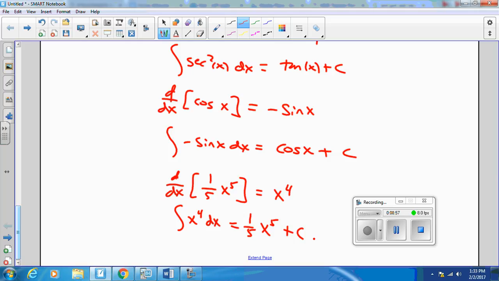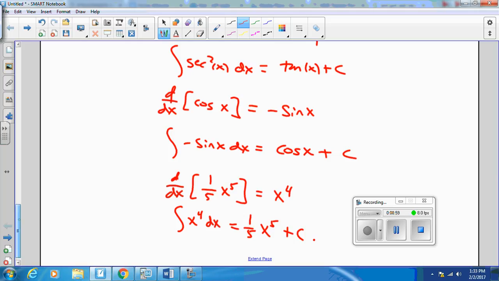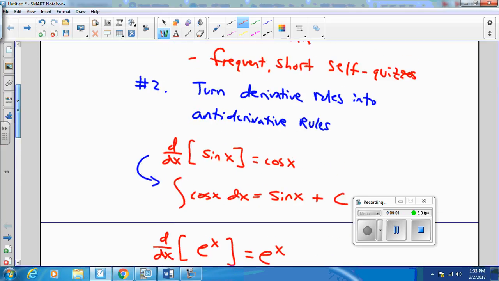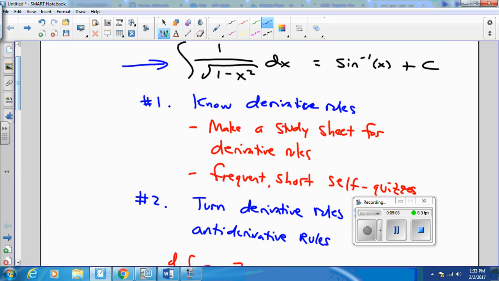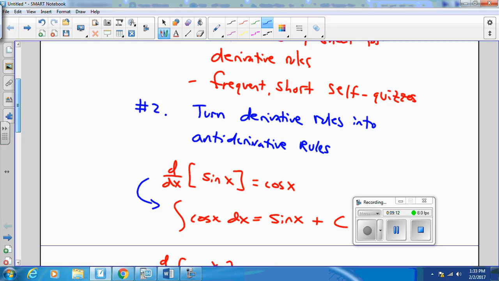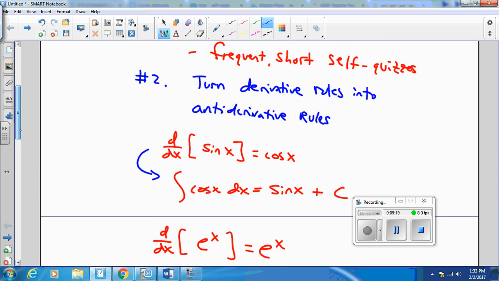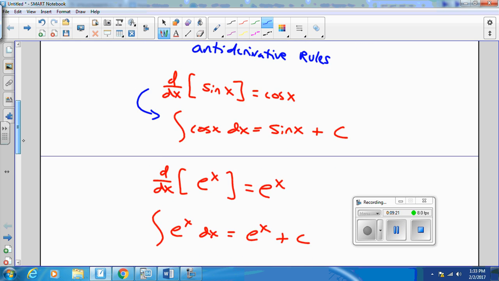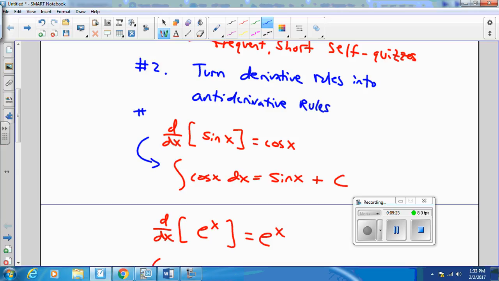Okay? Now, the third thing, and this will jump ahead a little bit, but I'm thinking 1, 2, 3. First, you're going to make yourself a derivative rule study sheet. You're going to study it a little bit every day. Frequent, short self-quizzes, about 5 minutes a day. And then you're going to turn the derivative rules into antiderivative rules. And then the third thing that you're going to do is be willing to use algebra.